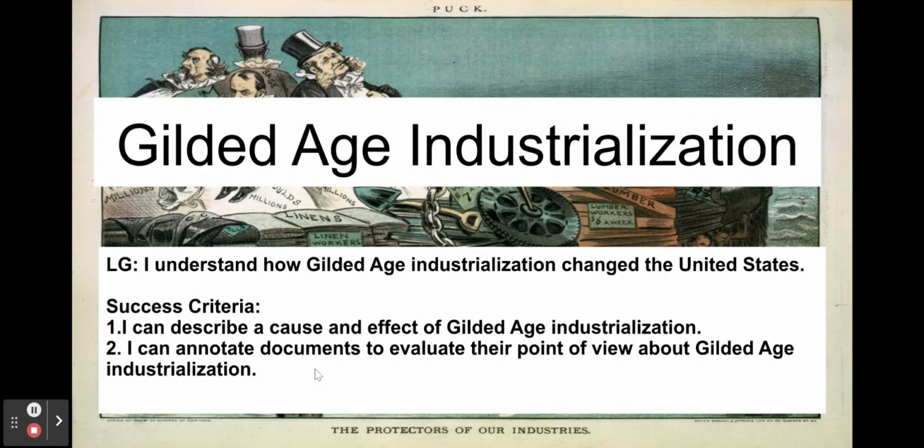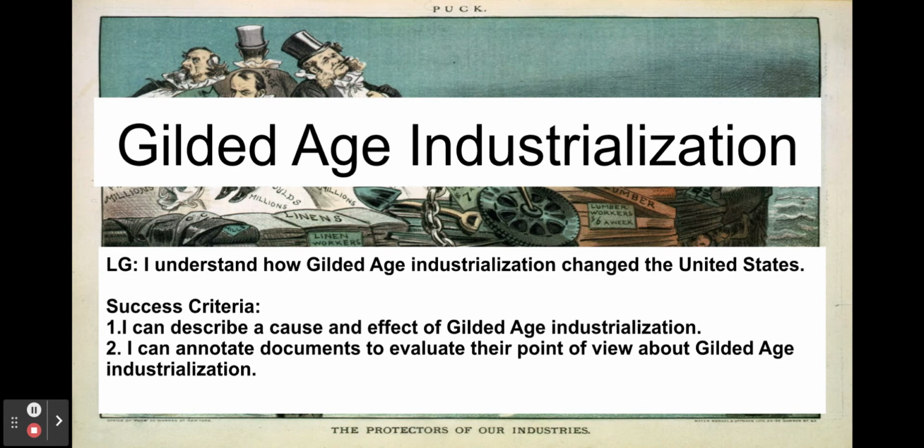Okay, so this video is going to review for you the key topics from our study of Gilded Age industrialization. So our learning goal for today was I understand how Gilded Age industrialization changed the United States. And our success criteria are I can describe a cause and effect of Gilded Age industrialization, and I can annotate documents to evaluate their point of view about Gilded Age industrialization.